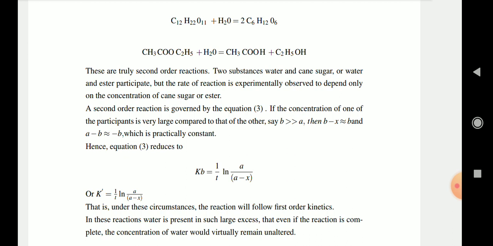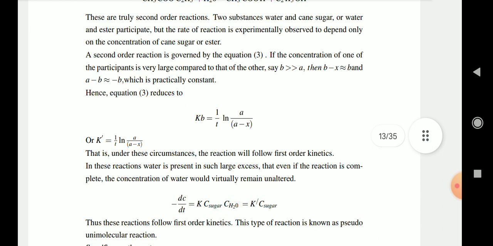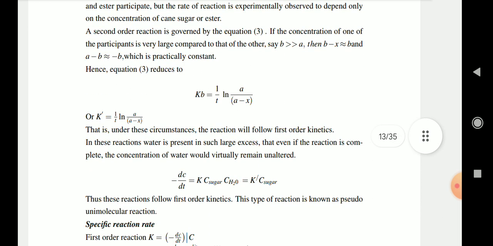A second order reaction is governed by equation 3. If the concentration of one participant is very large compared to the others, say B is greater than A, then B minus X is similar to B, and A minus B is similar to minus B, which is practically constant, and equation 3 reduces to kB = (1/t) ln A/(A minus X), or k' = (1/t) ln A/(A minus X). Thus under these circumstances the reaction will follow first order kinetics.